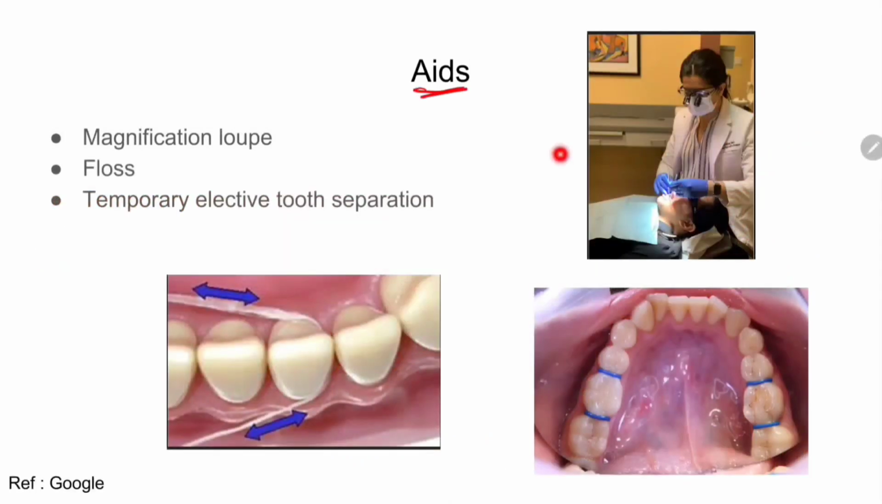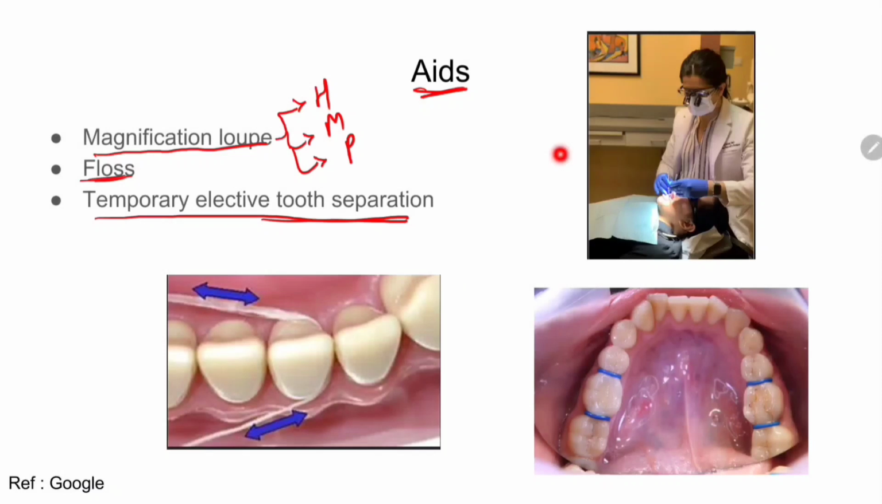Next is aids. Clinical dentistry requires an evaluation of the finest details of the teeth and restoration. Unaided vision may miss some of the details of the teeth, which requires magnification aids like magnification loupes. And to diagnose proximal surface caries or smooth surface caries, we have to use dental floss. If still it is not that visible or we cannot find a particular lesion, then we have to use temporary elective tooth separation.